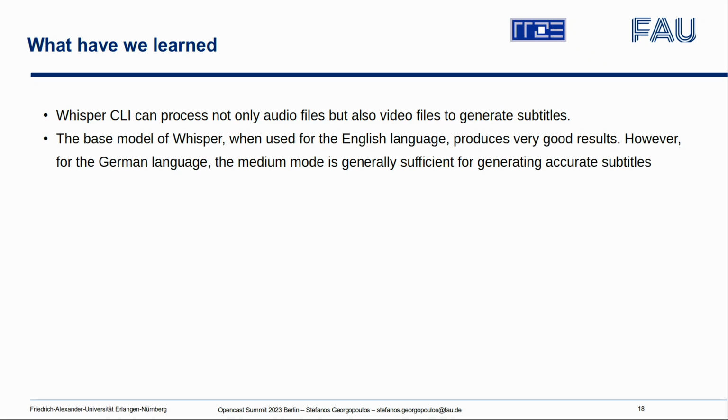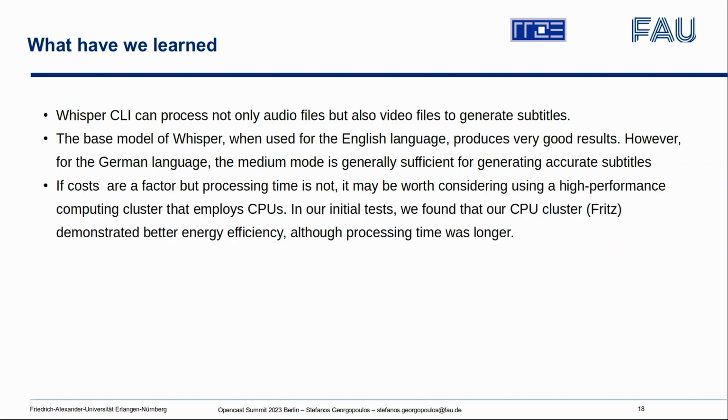For the base model, if you have English language, it's working really good, but if you are in German, you have to go with the medium model because the small or the base is not very good. If you still have a supercomputer in your house or somewhere near you, and you need to be more power efficient, maybe you can try a CPU, because GPU produces files quicker, of course, but it consumes more energy.